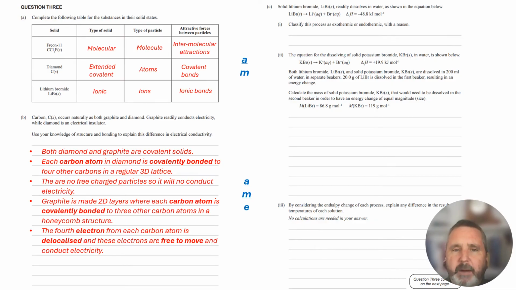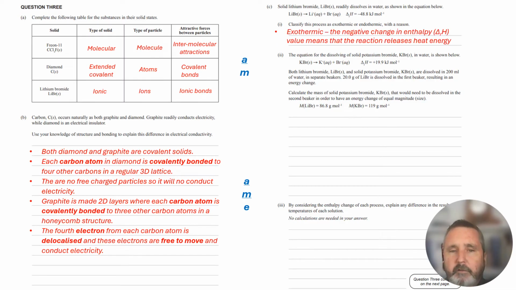Okay, so the last question of the paper here is we've got lithium bromide, which readily dissolves in water, as in the equation below. Classify this process as endothermic or exothermic. Well, we should know that if we look at delta rH, this value here, whether it's positive or negative, will give us the indication whether it's exothermic or endothermic. Negative is exothermic because this reaction is losing energy because it gave out heat energy. So this is exothermic because it is negative. The negative value, negative change in delta rH, means the reaction releases heat energy.